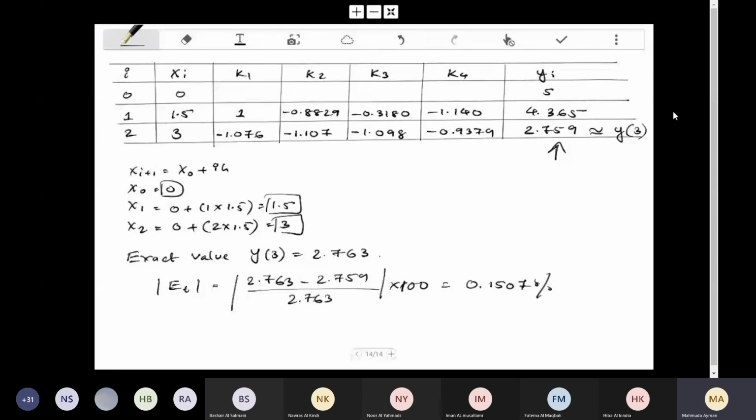So the Runge-Kutta order 4 method has brought down the error from 16 point something to just 0.15%. So showing that this is a much better method than the other methods of solving ordinary differential equations that we have learned up till now. Okay, so that's the end of today's lecture, the last lecture.